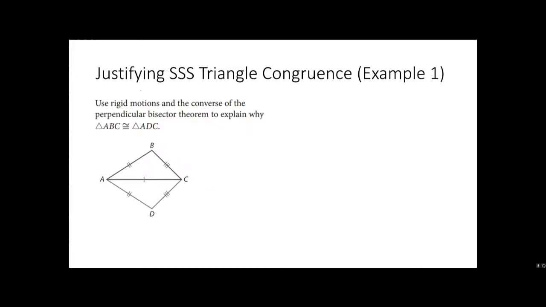All right, justifying side, side, side, triangle congruence. So here's our first example. They say to use rigid motions and the converse of perpendicular bisector theorem. And I'm going to go ahead and do that to explain that transformations or transformational thinking is still being applied in geometry, especially in proofs. So if you notice, triangle ABC here reflects across AC. That's actually where the reflexive property comes from for AC. So AC is definitely going to be congruent to itself, and that's the reflexive property.